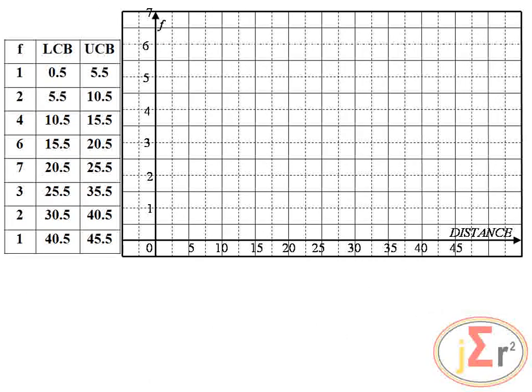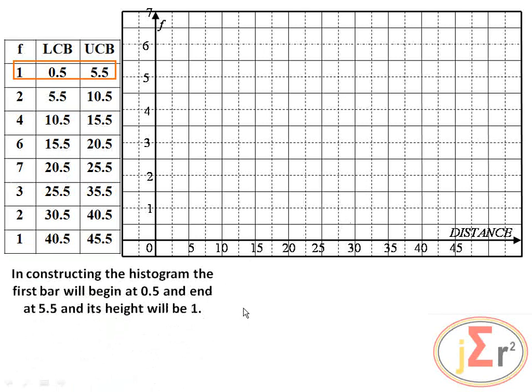We may go straight ahead and construct the histogram. In constructing the histogram, the first bar will begin at 0.5 and end at 5.5, and its height will be 1.